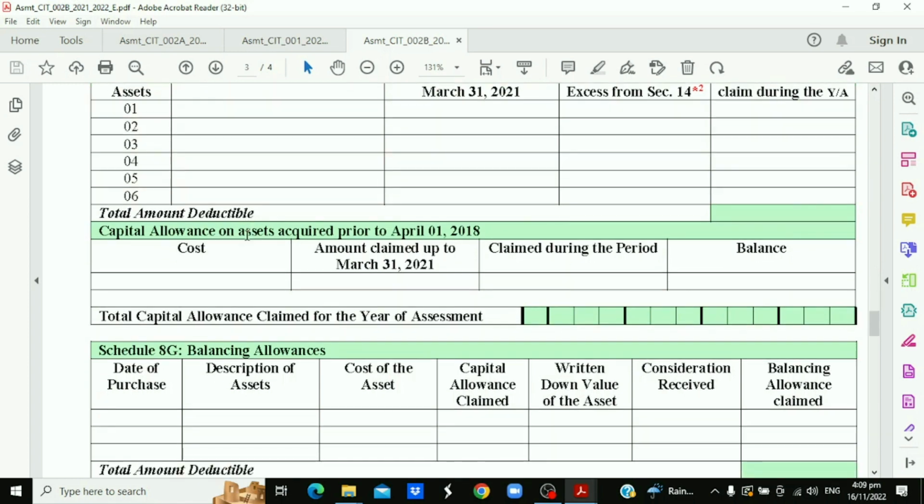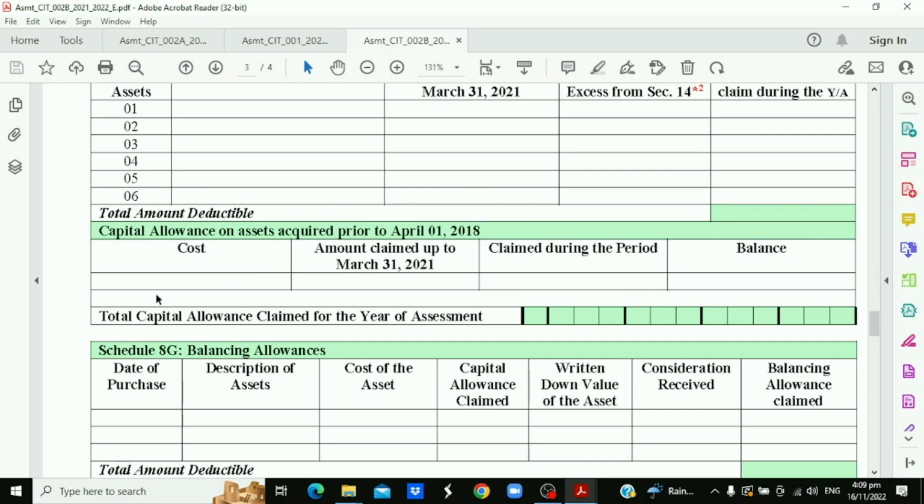Right, next, capital allowance on asset acquired prior to 1st April 2018, right? Before the start of the Inland Revenue Act number 24 of 2017, previously the Act number 10 of 2006 was applicable, right? Then there are two different tax provisions, right? But there are some assets already purchased before this date, and still they are able to claim the capital allowance, right? To get the summarized details, there's a separate table for this.